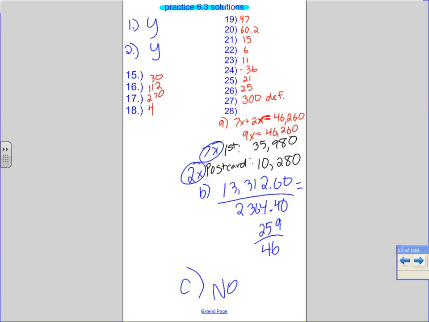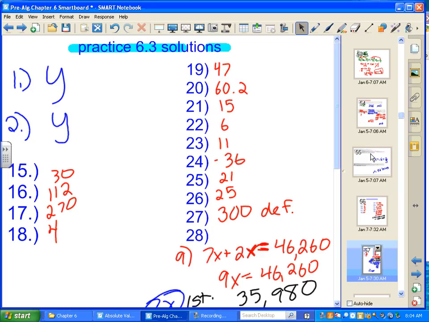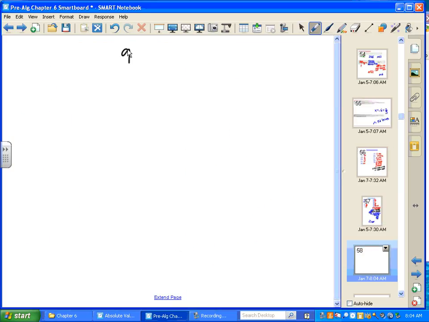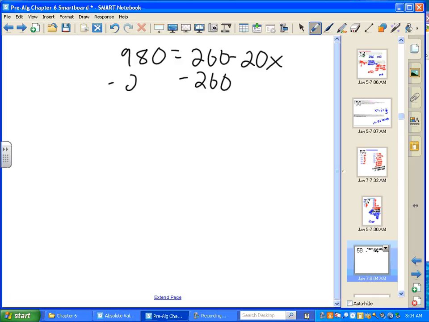Okay, so let me move this then. So Emma, after you have 980 equals 260 minus 20x, you want to subtract 260 from both sides? Oh, okay. So from there, you get 720 equals negative 20x. Divide by negative 20, you get negative 36. You okay? Okay. Annalise? Yeah, that's a simplified answer. Yep.